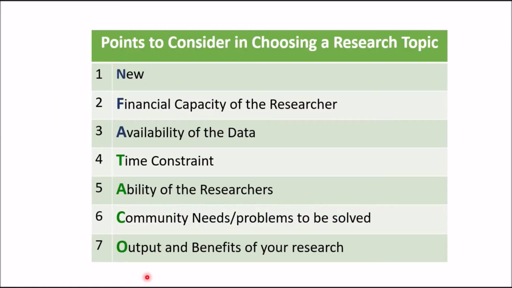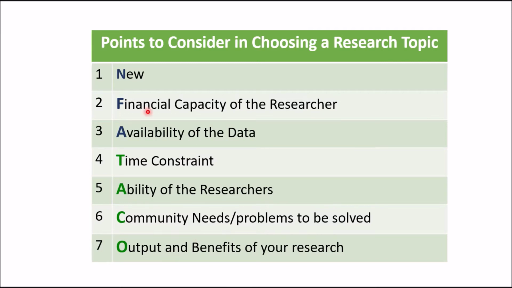And aside from the three that have been mentioned, so the new, financial capacity of the researcher, availability of the data, then we have the acronym TACO. So T stands for time constraint, A, ability of the researchers, C, community needs, problems to be solved, and O, output and benefits of your research.